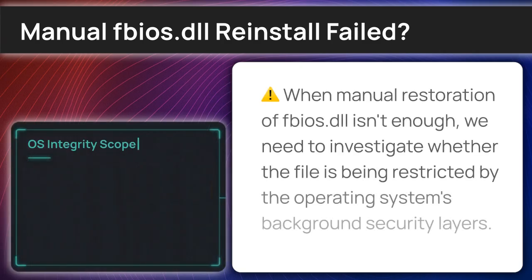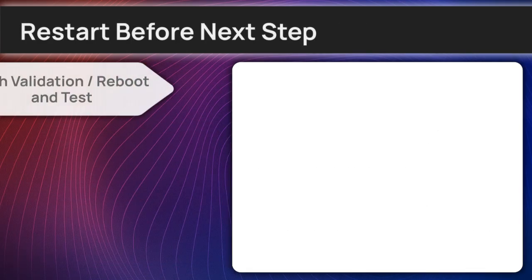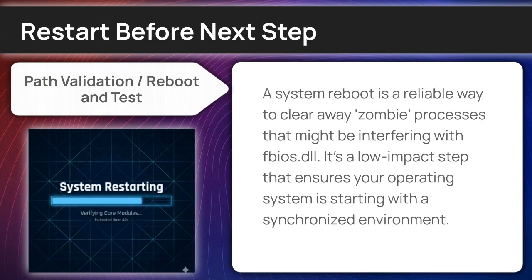If a standard reinstallation doesn't restore the library, we need to verify if the system environment is properly recognizing the new components. Performing a restart can determine if the error is just a transient environment glitch. A reboot refreshes your system's path variables and can sometimes reestablish a broken link to the Fbios library file.